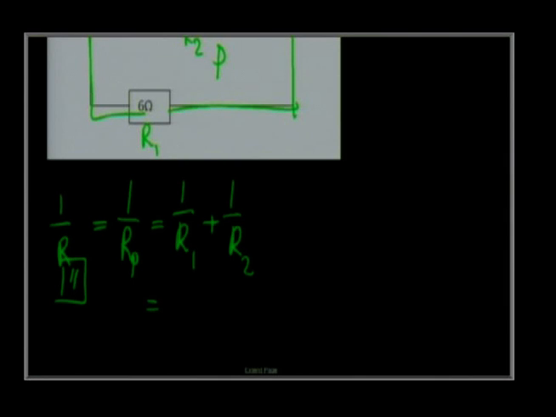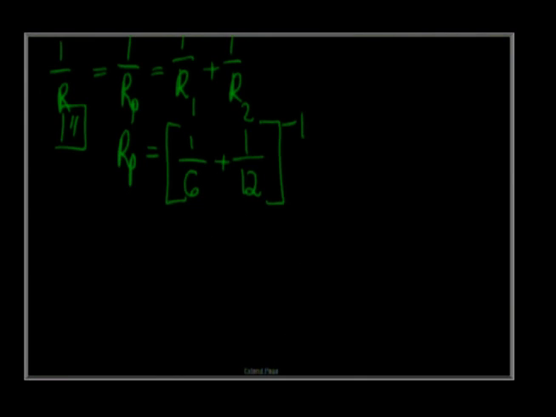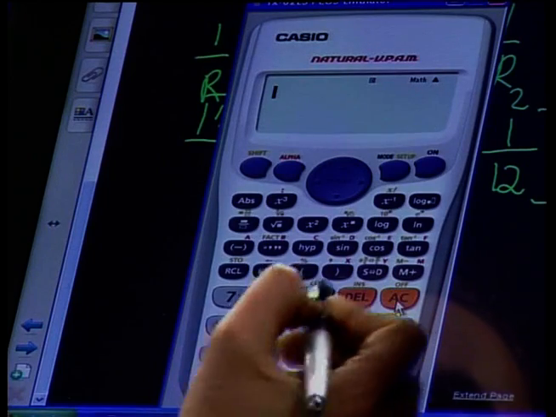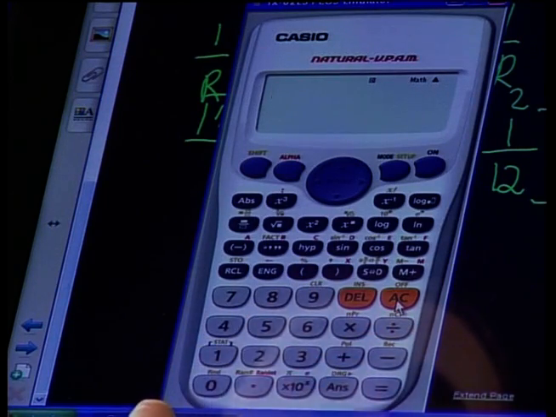Remember the second step: invert so that you have parallel resistance as the subject of your equation, open your bracket and rewrite everything. 1 over R1, R1 has a value of 6, plus 1 over R2, which is a value of 12. Close the bracket and invert. Once you have done that, we can bring up our calculator and we can clear it from the previous calculation and now go through the steps.